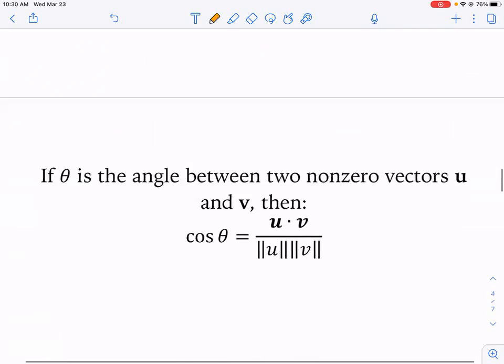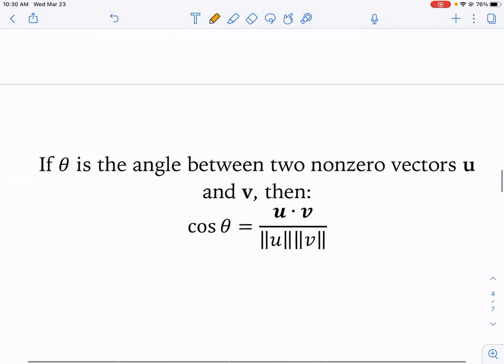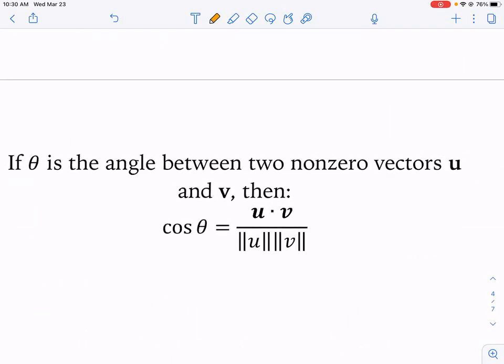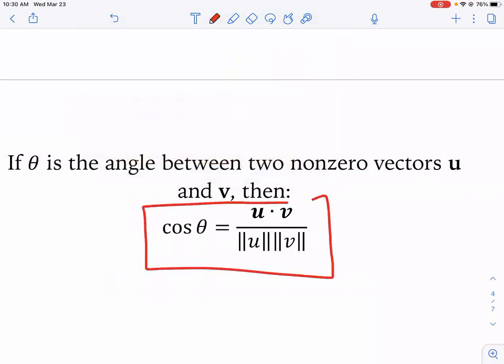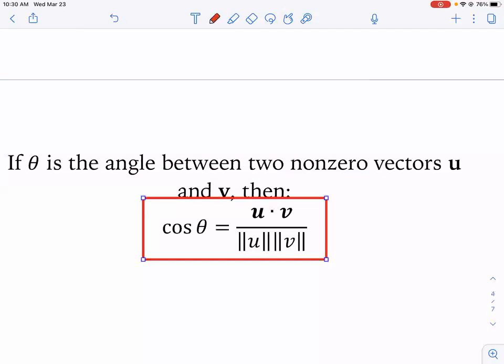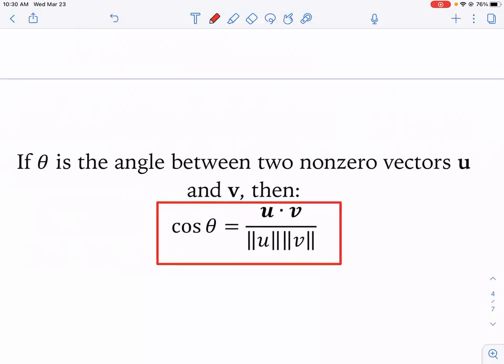What can we do with a dot product? Well, you can find the angle in between two non-zero vectors by using this lovely formula right here in red. The angle in between two vectors. So yes, you'll need your calculator in degree mode. And yes, I will give you this equation on the quiz.